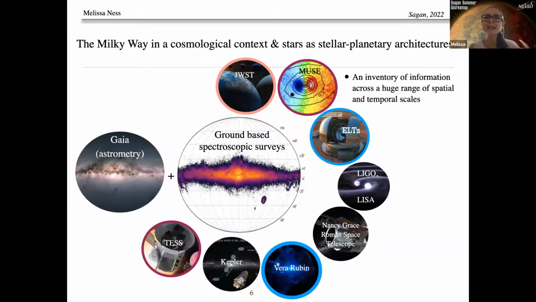Now, this inventory of information is across a huge range of temporal and spatial scales. It's essentially a mapping. This mapping of ages, velocities and metallicities automatically gives you insight into planetary systems and planetary architectures.